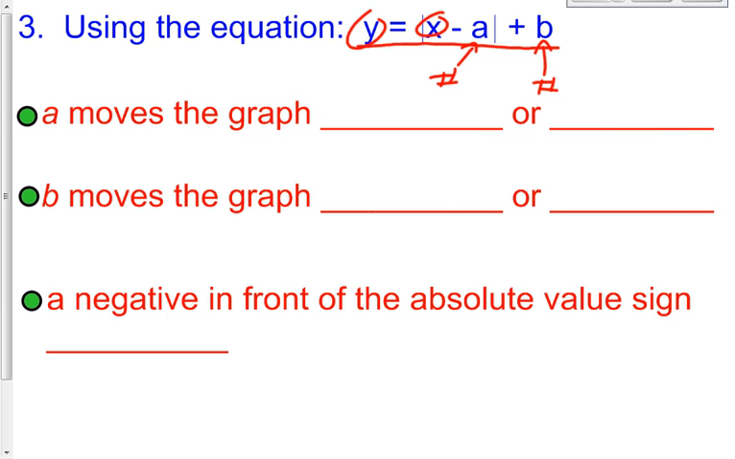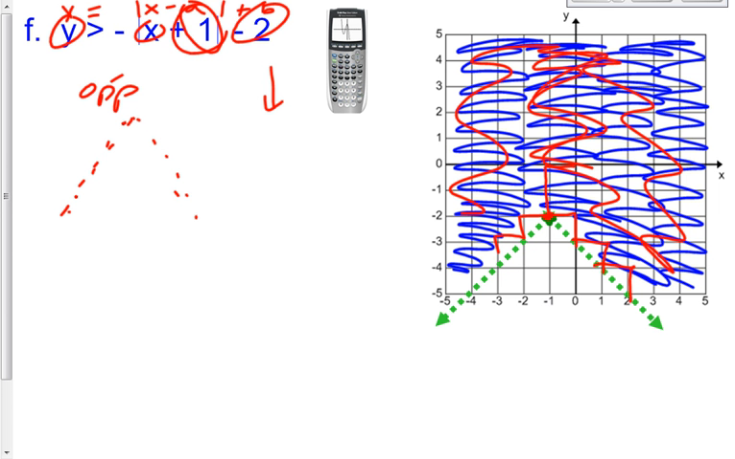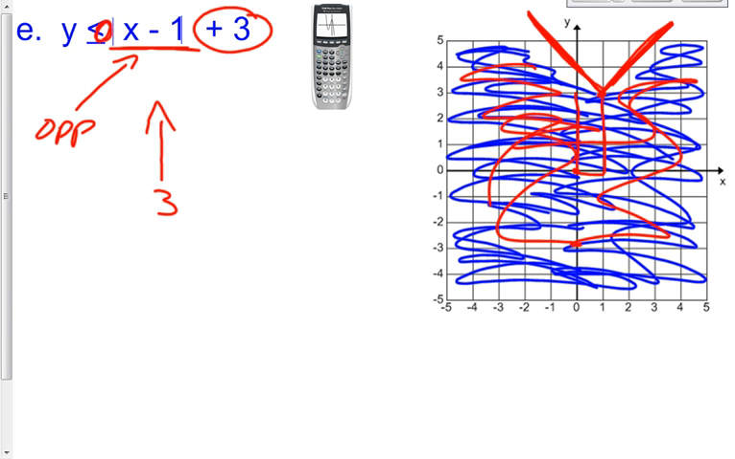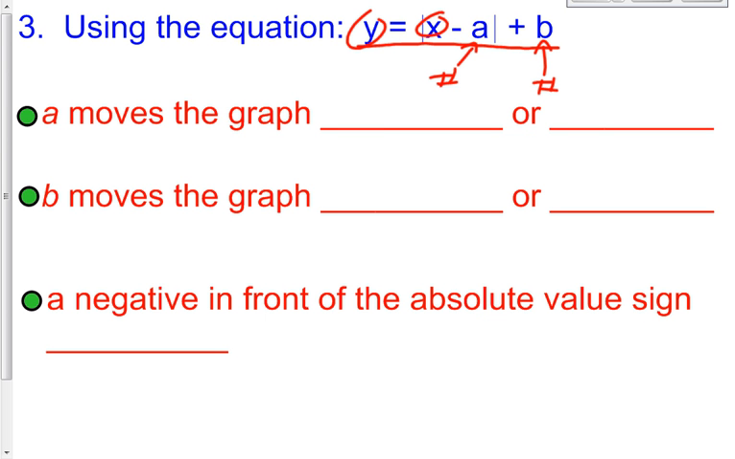Our a value, this value right here, it moved the graph left or right, didn't it? From the origin I'm talking about. So the origin is right here, and it moved it left 1 unit, because remember it's the opposite of this. So on this one, it moved it to the right 1 unit. Here's the origin right here. It moved it to the right 1 unit. So my a value, the one inside the parentheses, that moves it right or left. And this one is always the opposite of what is written.